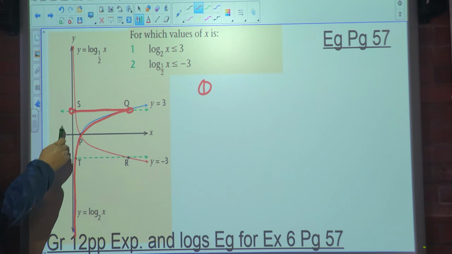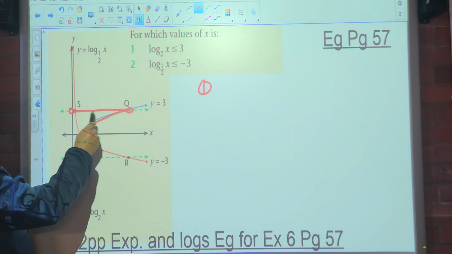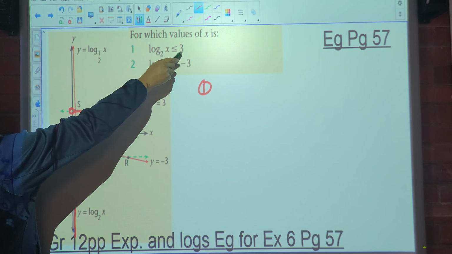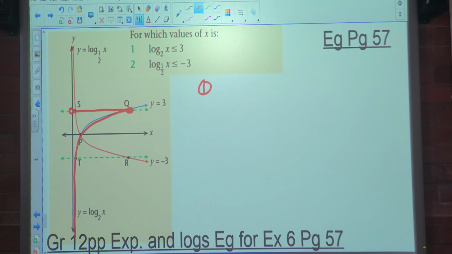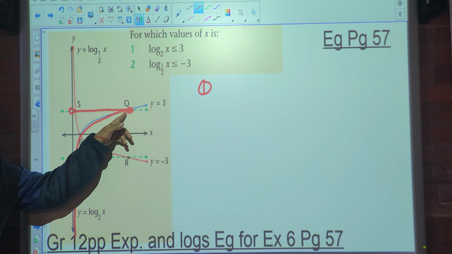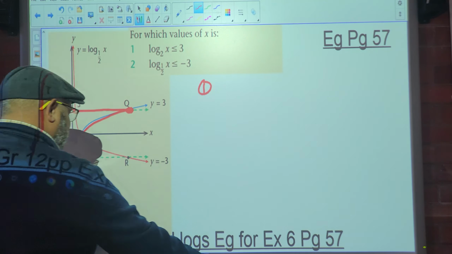Could it include 0? No. Why? Because the graph is undefined there. Could it include Q? Yes. Why? Because that Q is equal to 3. But what do you notice at this point? I do not have the Q value. So what do I do? I need to solve it. I need to find it.